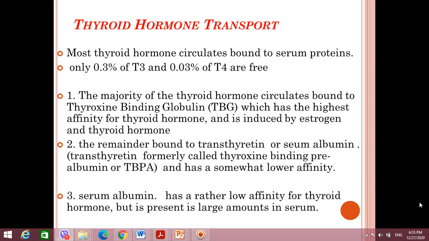The free hormone is the biologically active one, and only 0.3% of T3 and 0.03% of T4 is free and biologically active. If we have a question of which one is more available, the thyroid hormone in the thyroxine binding globulin or the thyroid hormone in the serum albumin, of course the answer will be the hormone that is carried by the serum albumin because of its low affinity.